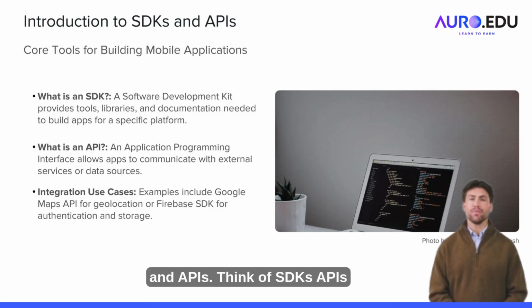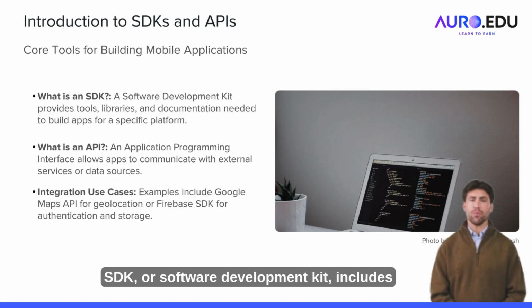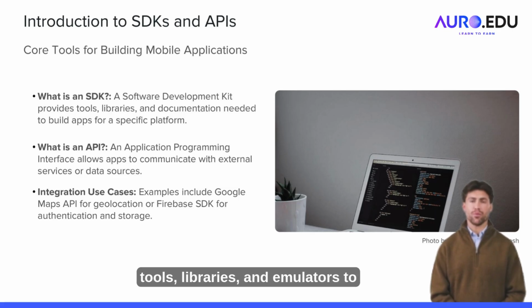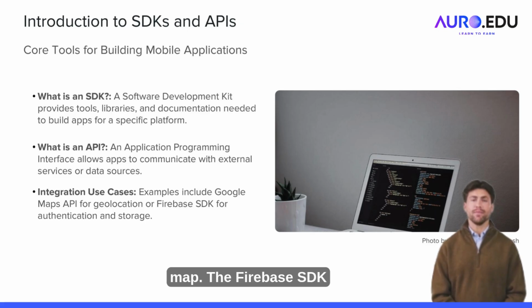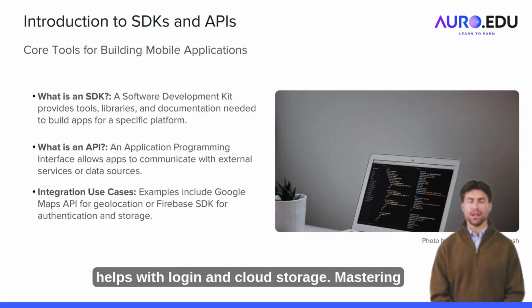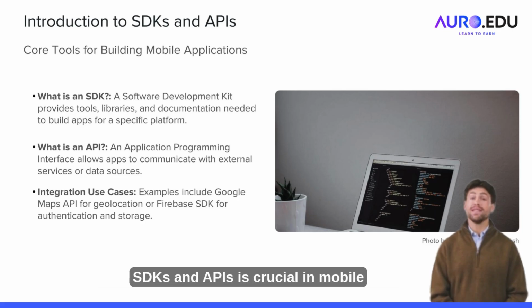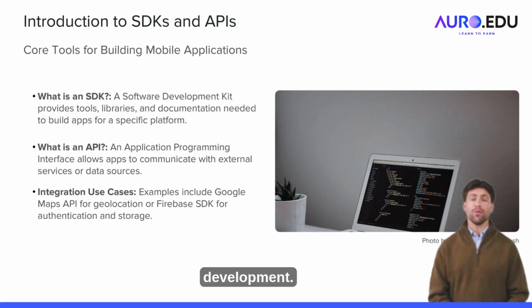SDKs and APIs. Think of SDKs and APIs as your developer toolbox. An SDK, or software development kit, includes tools, libraries, and emulators to build apps for a platform. Xcode is Apple's SDK. Android Studio is Google's. An API, application programming interface, is a bridge that lets your app talk to other apps or services. For example, Google Maps API lets you add a map. The Firebase SDK helps with login and cloud storage. Mastering SDKs and APIs is crucial in mobile development.